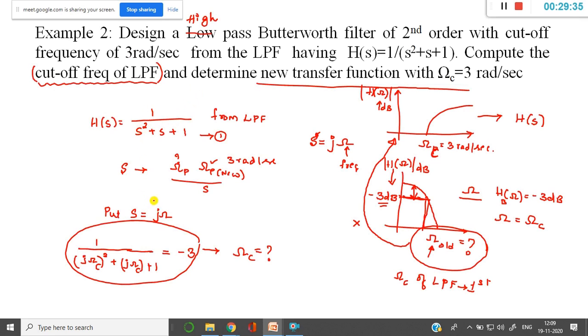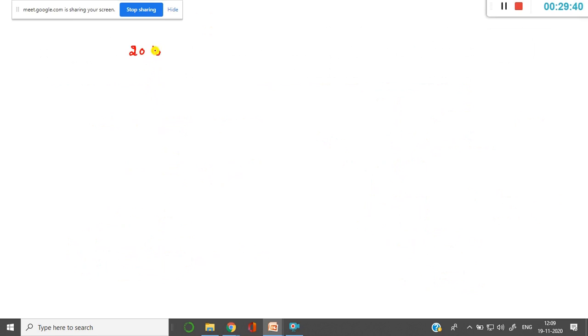Now let me solve this. 1 divided by, sorry, I think I made one small mistake here. See here, one small mistake. This is exactly the same, but what we should do is 20 log base 10 of H of j omega, that is equal to minus 3 dB. This is my standard frequency response curve, right? This is my standard response curve.